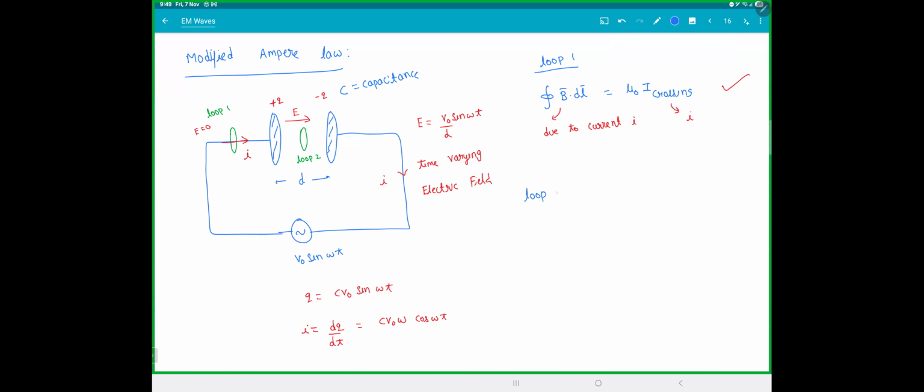Now, when they did this for loop 2, technically speaking, I enclosed is 0, because there's no current between the plates. It's all empty space there. But when they calculated integral B dot dl, they found out this is not equal to 0. They found out there is a magnetic field. So there is a magnetic field being generated. B bar is generated by time varying electric field.